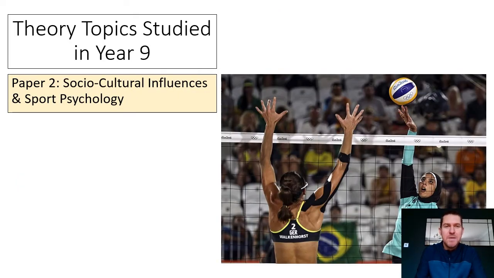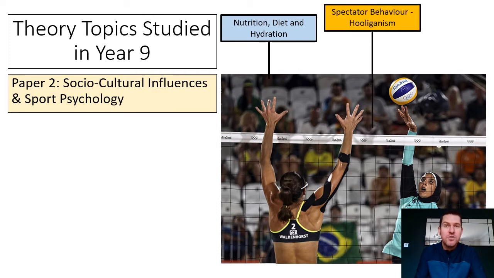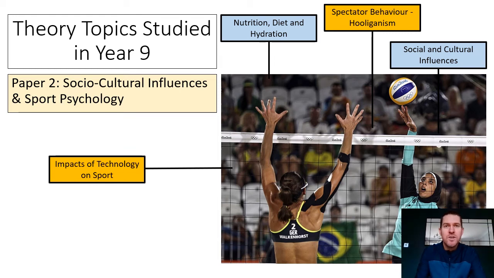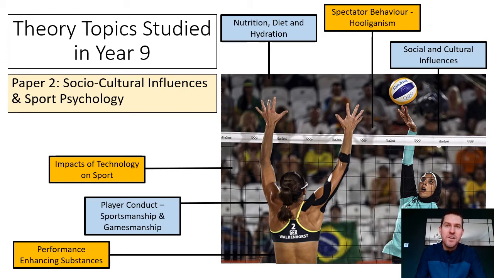In the second paper, paper 2, we look at the socio-cultural influences and sports psychology. So again, some topics that you'll study at year 9 include nutrition, hydration, and diet. We look at spectator behaviour, so things like hooliganism. We look at the social and cultural influences that have an impact on participation in society. We also look at the impact of technology in sport. We look at player conduct, so keywords such as sportsmanship and gamesmanship. And then we look also at performance enhancing drugs and what impact they have on performance and the sporting athlete's body.